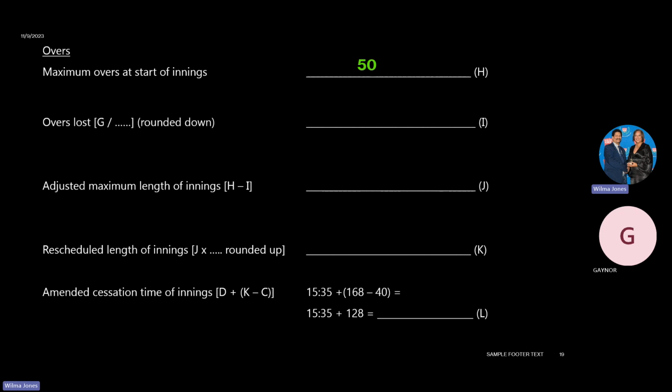So how do we work out the overs lost? Can you recall from the previous scenario what I did? Yes. So you take G and then you divide it by the over rate, which in 50 overs is 4.2. That would give me 10 overs lost. Here we go. Happiness. So the adjusted maximum length of the innings, how many overs are we left with?